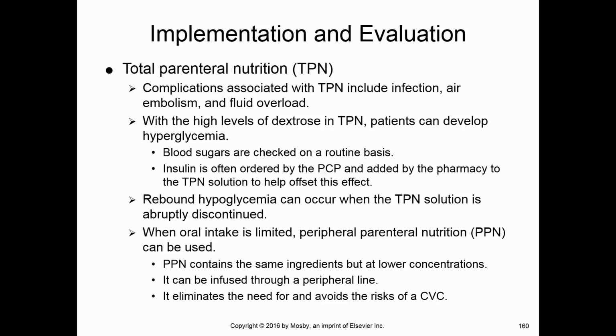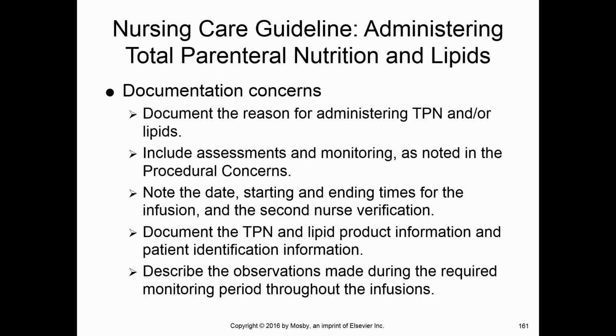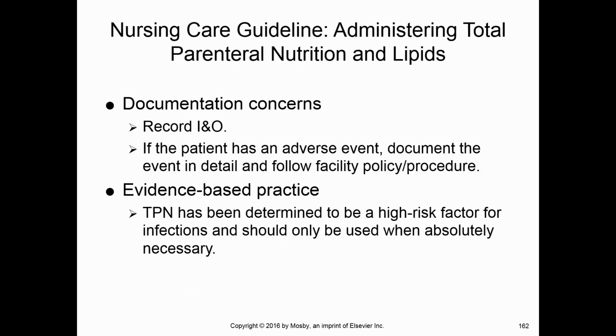So a lot of complications could be associated with TPN, so we need to really be monitoring these patients well as far as their lab values and their blood glucoses, their input and their output. We need to be, of course, assessing the actual site that we're putting this in to make sure that there's no complications with it as well. And then what? Document, document, document. Recording our I&O, so our input and output. Definitely want to monitor that.